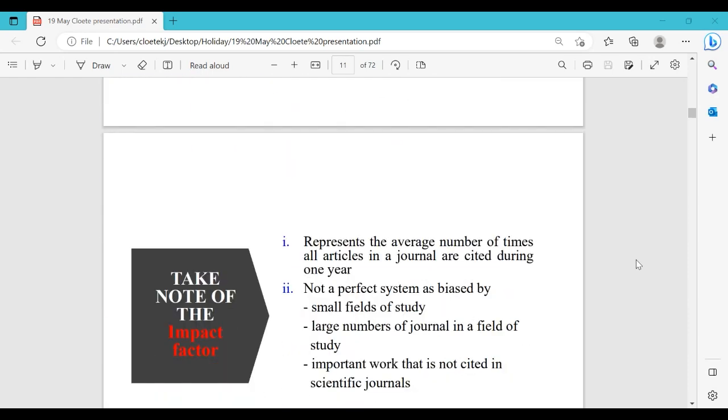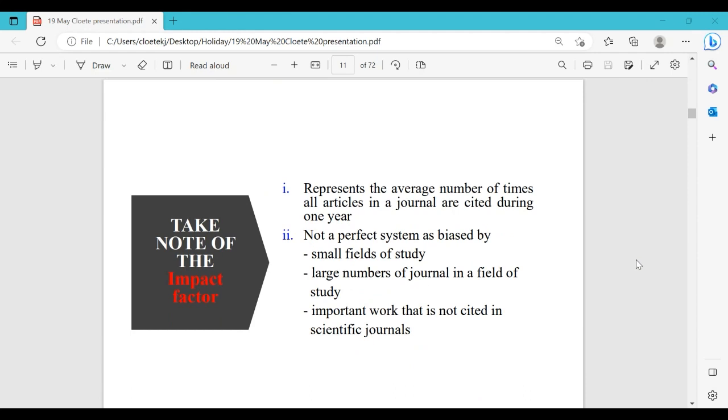Okay. Then also, as we mentioned before, when you read an article in a certain journal, check the impact factor. What is the impact factor? This represents the average number of times all articles in a journal are cited during 1 year. Also remember that there are a lot of different citation metrics. We will discuss that in a different session, but there are various factors that can influence this impact factor.